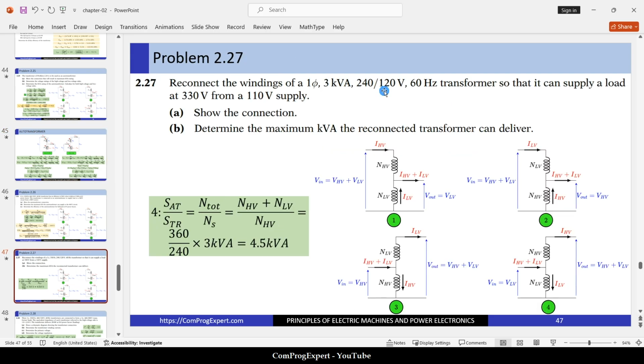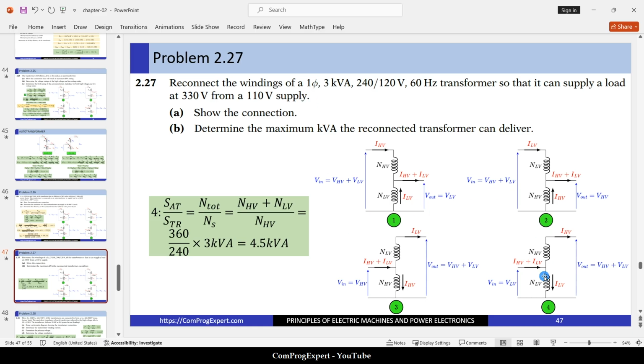Anyway, let's solve the next problem, problem 27. Reconnect the windings of a single phase 3 kVA 240 to 120 volt 60 hertz transformer so that it can supply a load at 330 volts from a 110 volt supply.